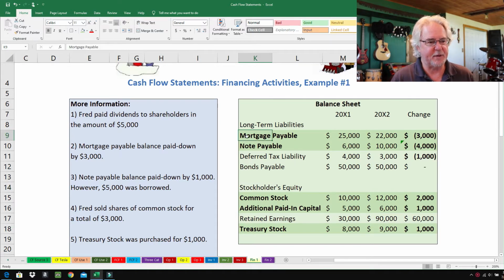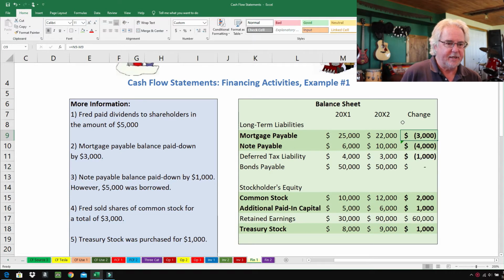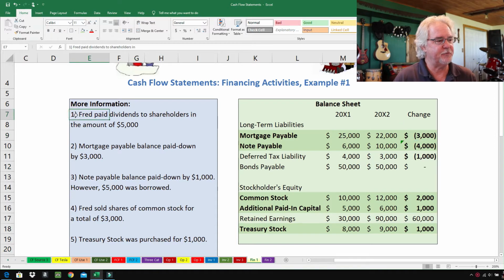We've got mortgages payable was $25,000, now $22,000. The change is a drop of $3,000, a negative $3,000. So it appears that mortgages payable is being paid down. And what we need to do is look in the general ledger, the general journal entries. We need to talk to people. We need to look at documentation to find out if this is what really happened. But fortunately, I provided some extra information for you so that we can get down to it.